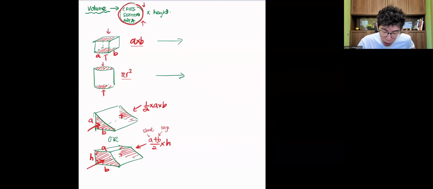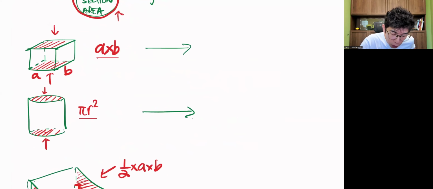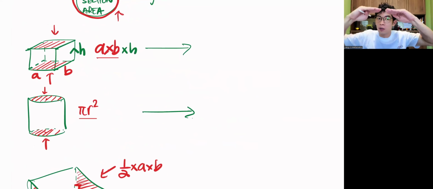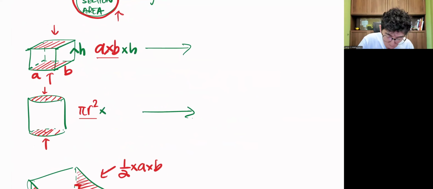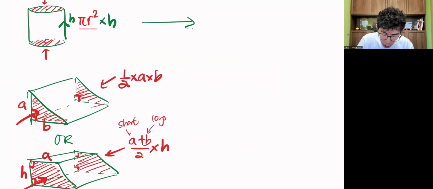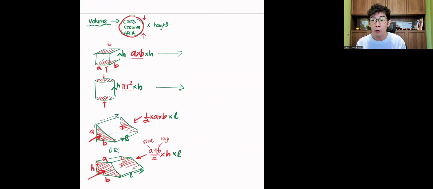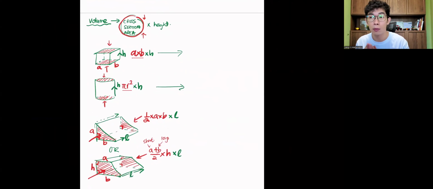Okay, so cross-section, everything is done already. So what do I do next? Very simple, everyone. You times with height and you will get volume, because it fills up the whole thing. Or you times with length, and it fills up the whole thing. That's the volume. You always do that: cross-section area times length.